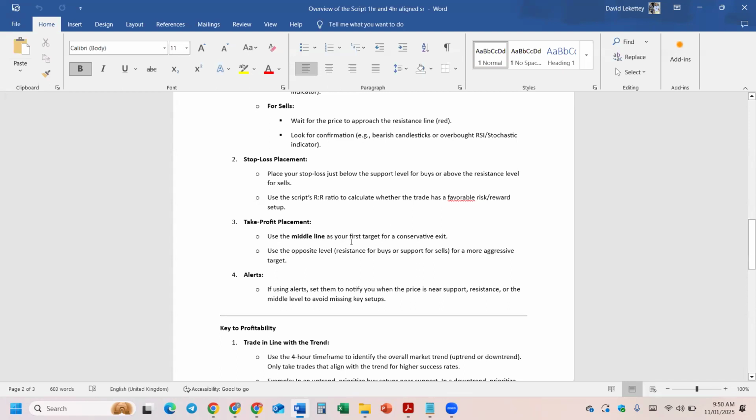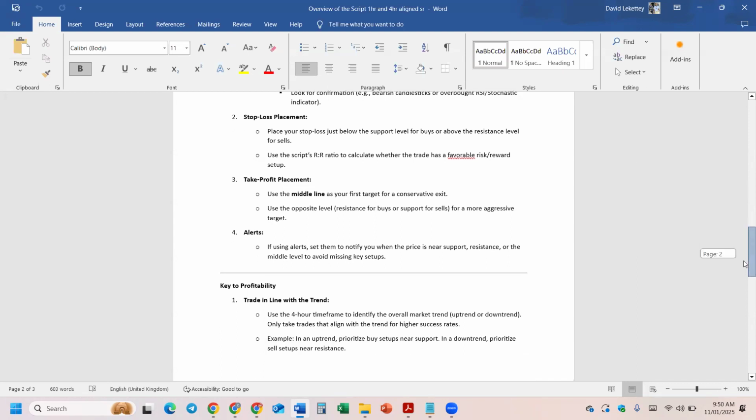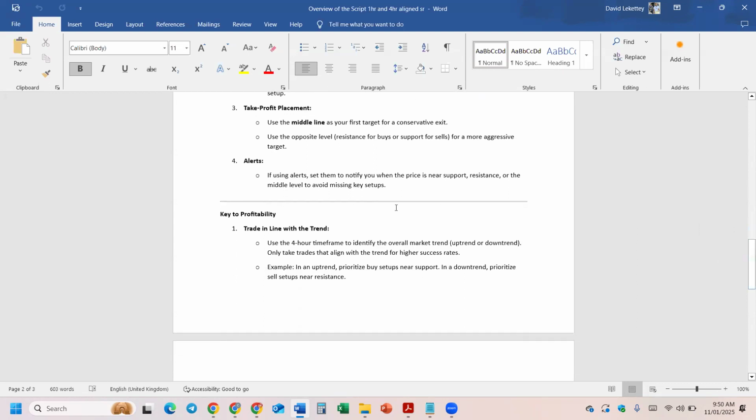Take profit placement. Use the middle line as your first target for a conservative exit. Okay, use the opposite level, resistance for buy, support for sell, for a more aggressive target. And the script also has an alert that you can set to notify you when price is near support, resistance, or the middle level, to avoid missing a setup.